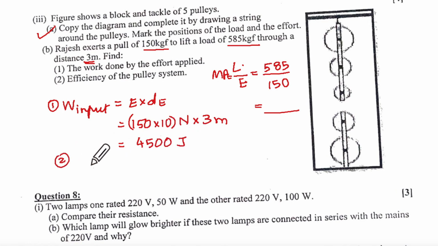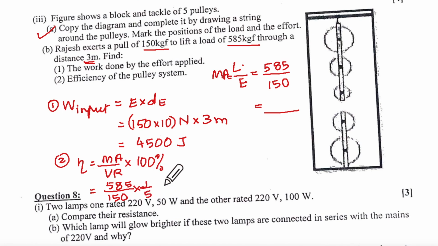What is the second one? Efficiency. Efficiency is going to be equal to MA upon VR multiplied by 100%. Now, MA is coming out to be 585. I'm feeling so lazy, I don't want to cancel that, so I'll write it like that only. And VR is how much? 5. So I'll write into 1 upon 5 because I'm dividing by VR, and then I'm putting 100%. Are you with me?